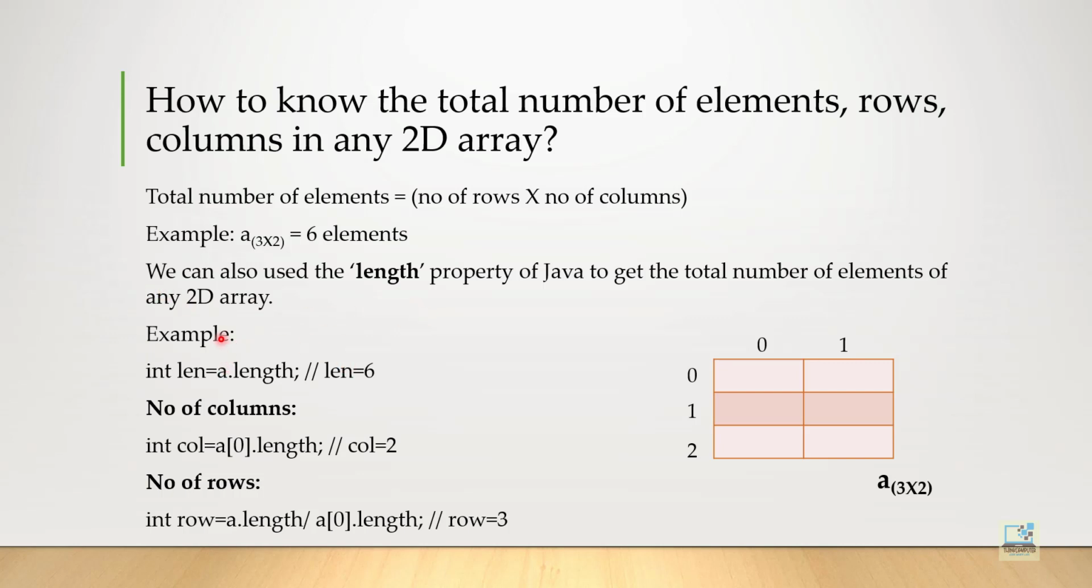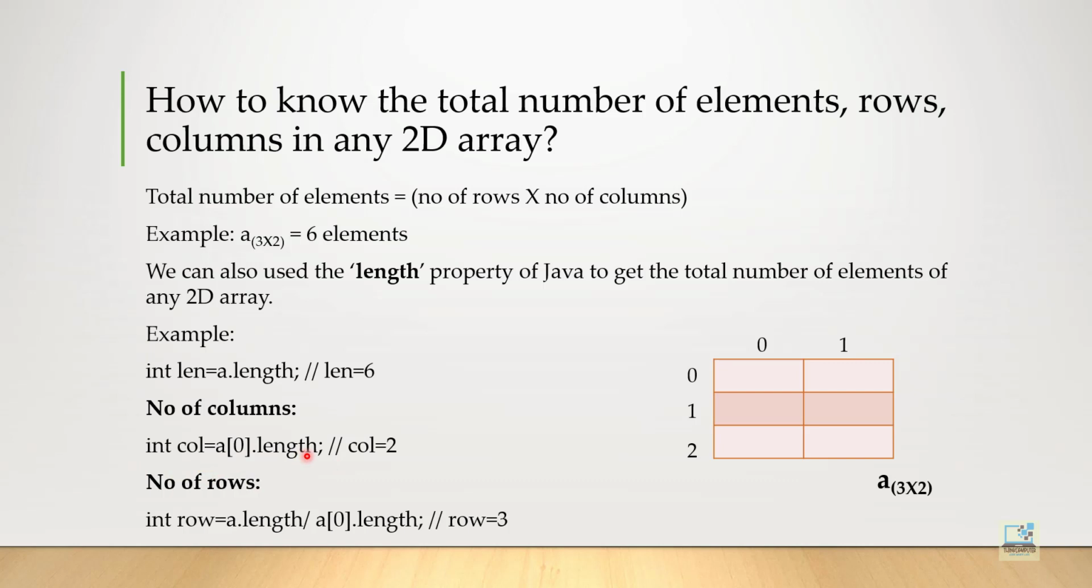Now suppose I am taking the example of this array A. If I write A dot length, it will give me the total number of elements in the array, which is the product of the number of rows and number of columns. I will get 6. But then how to know the number of columns? In order to know the number of columns, I need to write A[0] dot length.